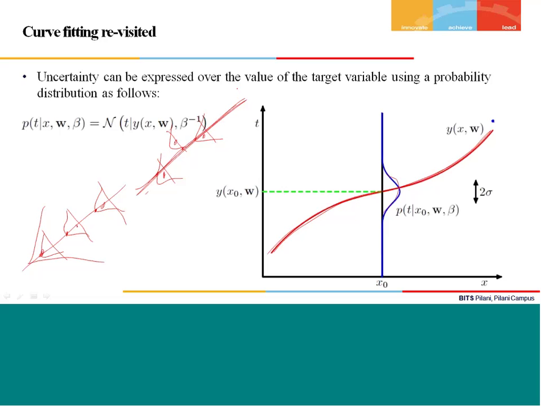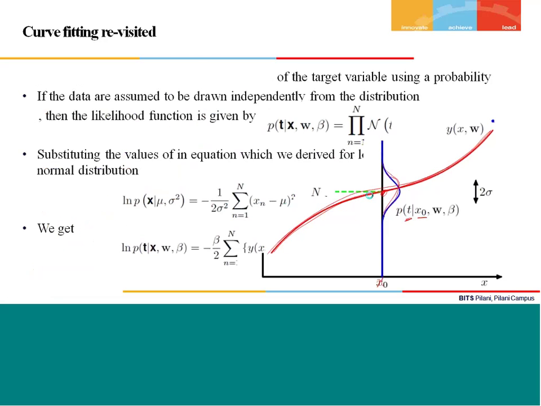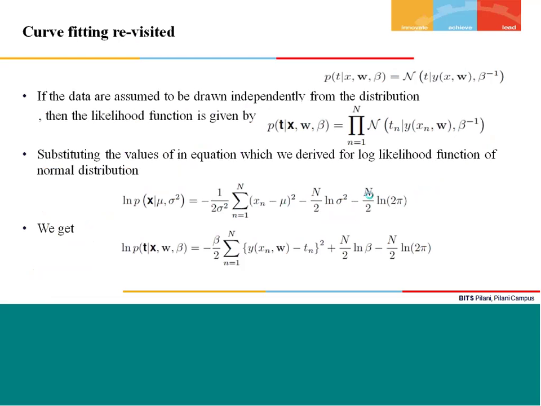So how do I represent this? This is the curve. For every point there is a distribution for that target value t, which is a normal distribution. This is x, for which I am predicting. When I put this x into this expression, it will give the normal distribution where the mean is the curve value. So the mean is the curve value. This is my likelihood function.